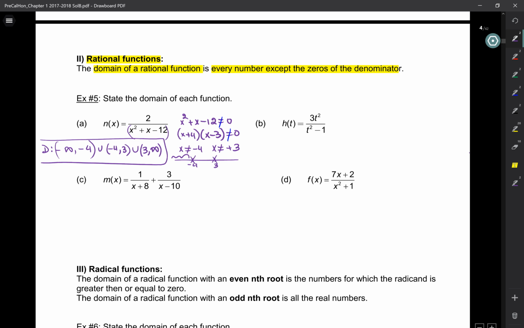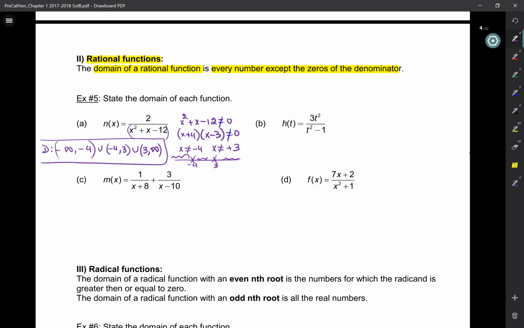Could you also do negative infinity to negative 4, or negative 4 to positive infinity, and then do the same thing with 3? No, because the minute you say negative 4 to infinity, you're including 3 in there. Right. Okay.